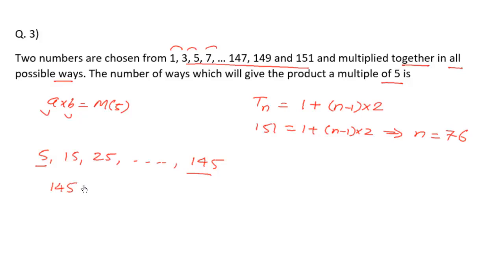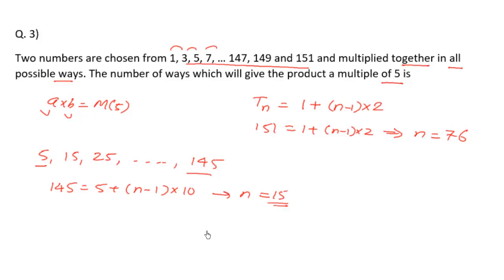So last term is equal to first term plus the number of terms minus 1 into common difference. Common difference clearly here is 10, which on solving will give the value of n: this will be 140 divided by 10, so it is 14 plus 1. So the value of n is 15. So there are 15 terms which are multiple of 5, correct?